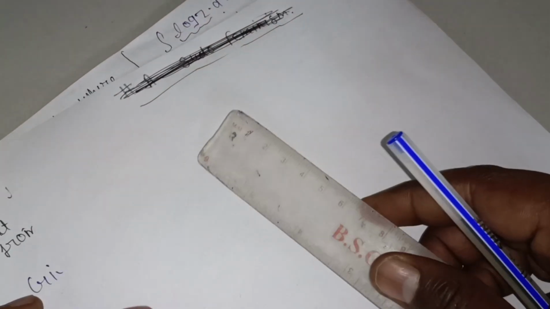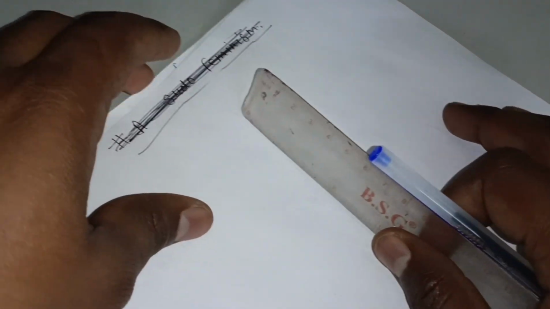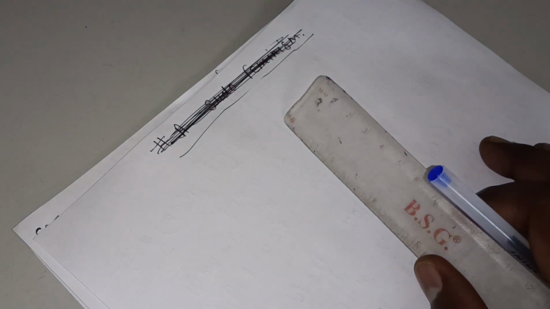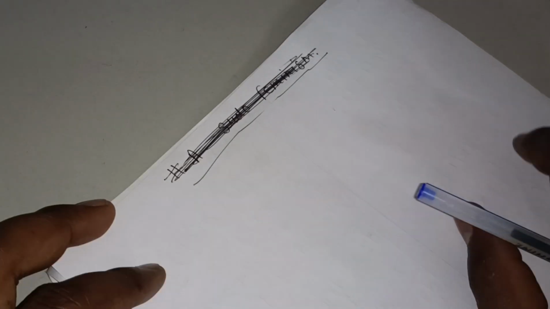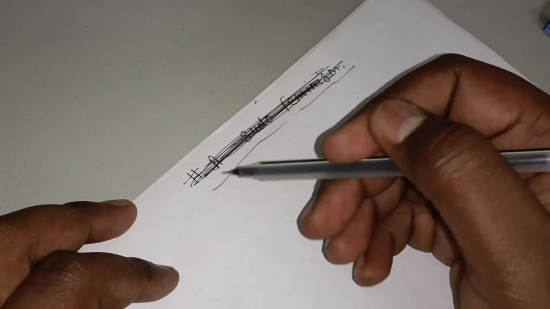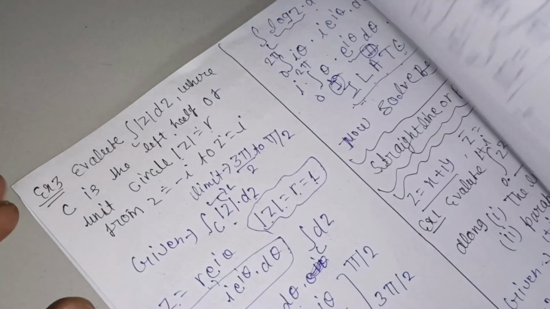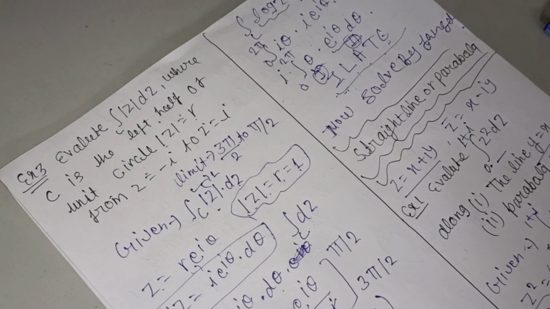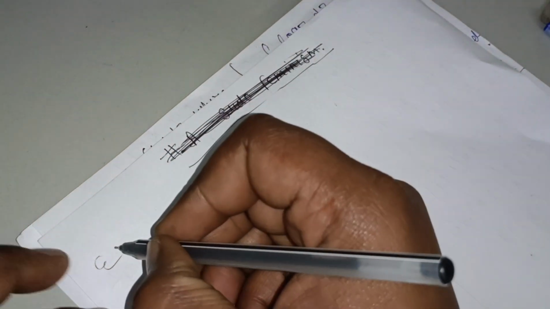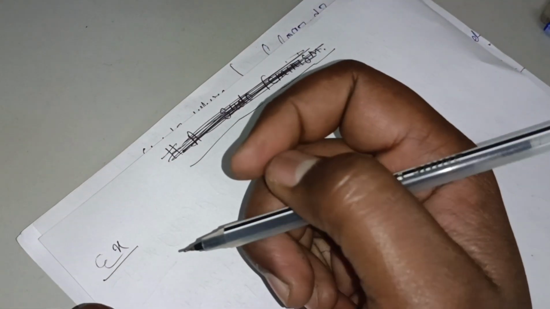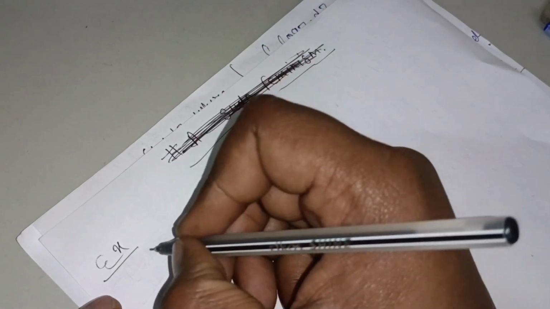So now let's see the second example. Should I draw the line or not? I do not need to draw the line because the question is very lengthy, which I am going to discuss. So this will be example number 2. No, I don't prefer to write the serial number.